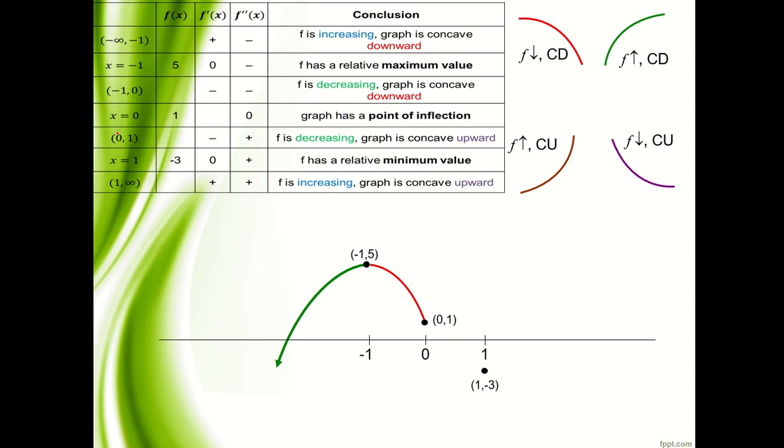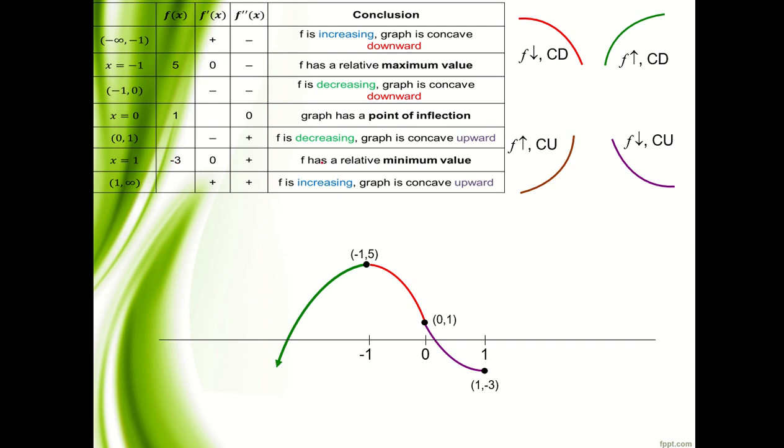So in the next interval, 0 to 1, we can say f is decreasing, graph concave upward. So decreasing, concave upward, it means we have to use this graph here. So we have that particular curve. A while ago, for the previous interval it was concave downward, now it concaves upward, so this confirms our point of inflection. And then at x equal to 1, f of x equals minus 3.